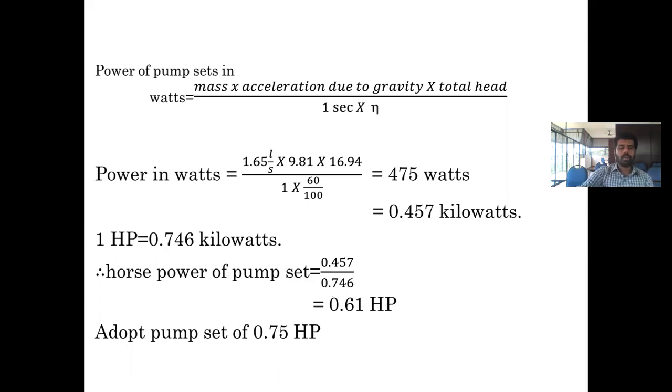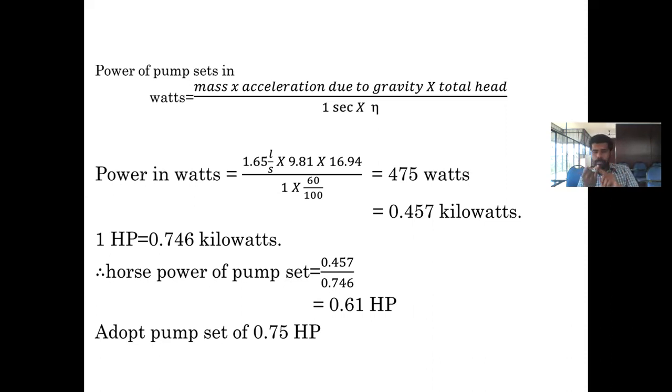Now when we divide, you will be getting almost 0.61 HP, which is the horsepower of the pump. Usually there won't be a 0.61 HP pump. That's a standard value; the next one to it will be 0.75 HP. So you have to adopt a pump set of 0.75 HP.